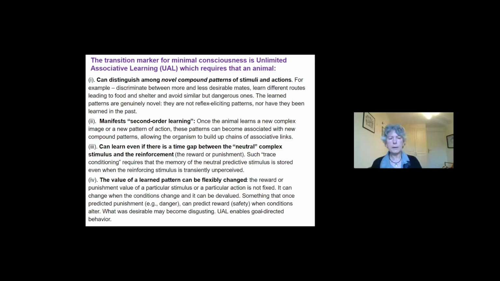And the value of learned patterns can be flexibly changed. So the reward and punishment value of a particular stimulus or a particular action is not fixed. It can change when conditions change and it can be devalued. So something that was important, good and tasty can become disgusting, for example, or you can become indifferent to it. And this type of learning, and I will go back to this point later, enables goal-directed behavior. So an ability to understand that a particular action is related to a particular outcome and that this outcome is something that you want or you don't want. This is what we mean by goal-directed behavior.